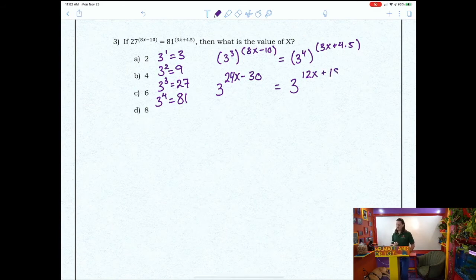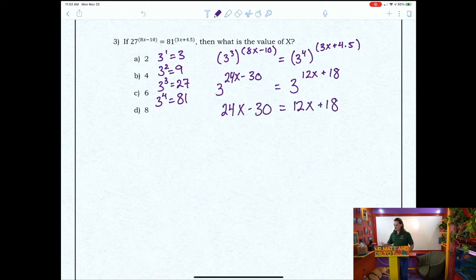Now we have common bases on opposite sides of an equal sign, so we can drop the bases and equate the exponents. So 24x minus 30 is equal to 12x plus 18. If I add 30 on both sides, then I'll have 24x is equal to 12x plus 48.